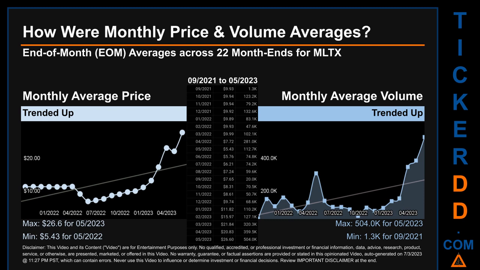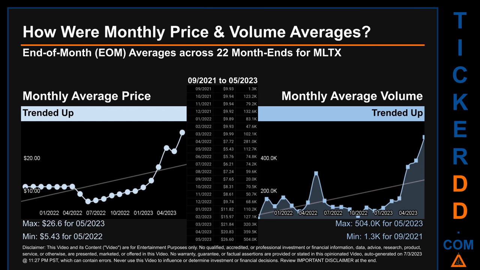How were price and volume averages for MLTX? Across 419 trading days, there were a total of 22 month ends, of which monthly averages for daily price and volume were calculated. Overall, monthly price average trended up while monthly volume average trended up. The maximum end-of-month average price was $26.60 for 05-2023 while the minimum was $5.43 for 05-2022.